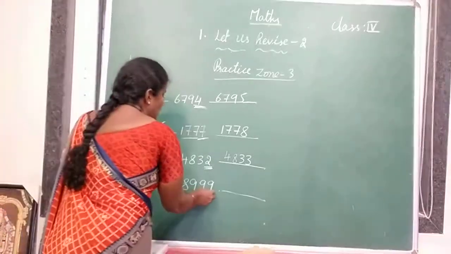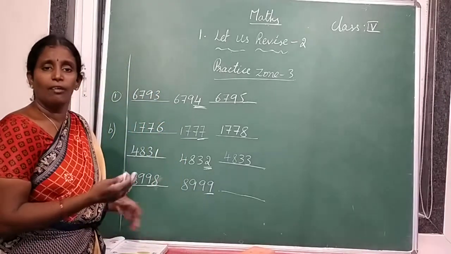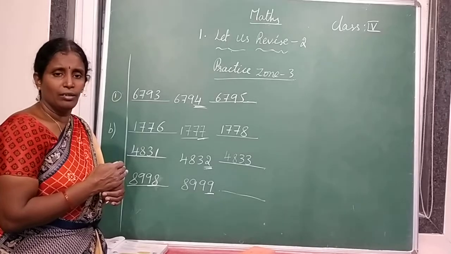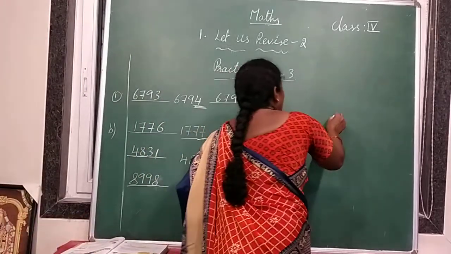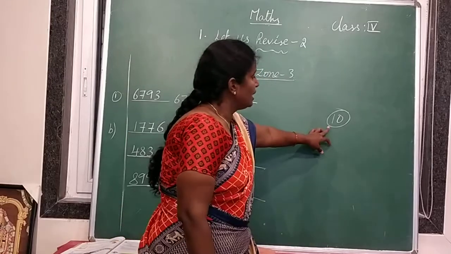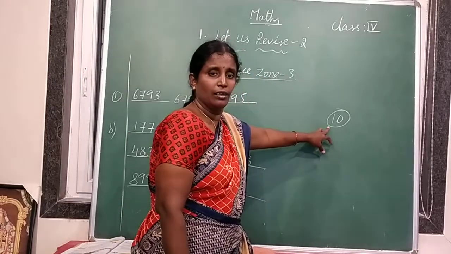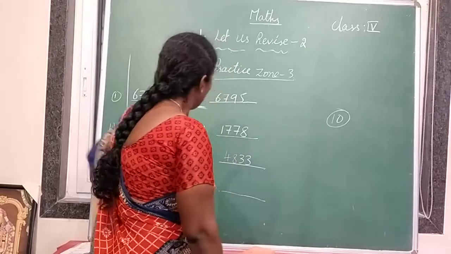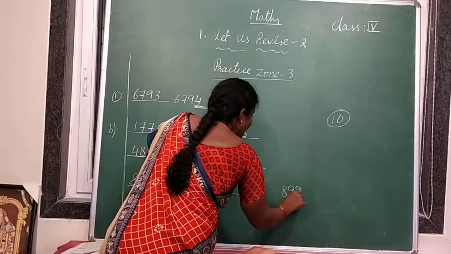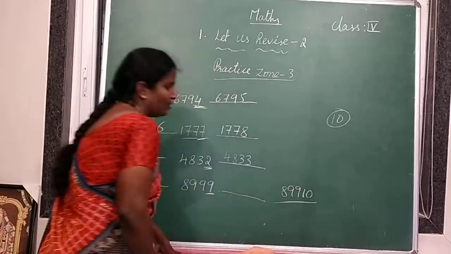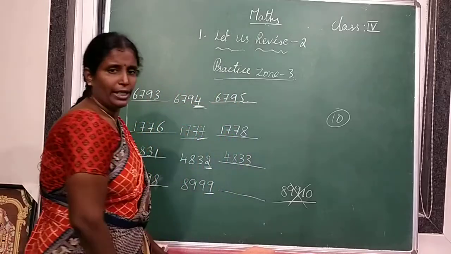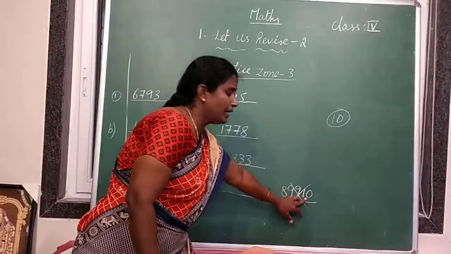Now we are going to write the successor. If 9 is in the ones place, which number comes after 9? 10. But how many digits are there in 10? 2 digits are there. So if 2 digits are there, can we write like this? Is it right? No, this is wrong. Understood? We should not write 10.